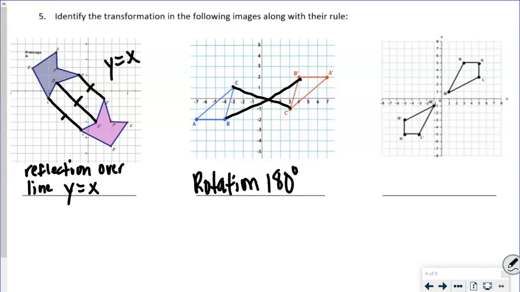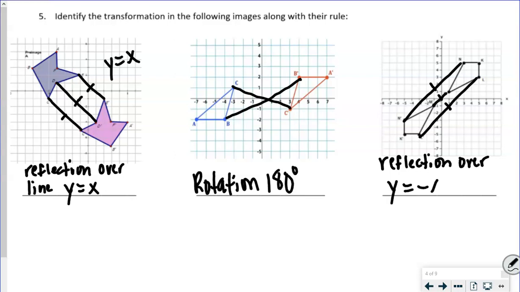All right, here's our last one. We're going to go from M to M prime, N to N prime, and L to L prime. Again, notice these lines are parallel, right? But they are not the same length. So here again, we're going to cut these lines in half. We're going to bisect them, right? So that's going to be a reflection, again, because the lines are parallel, but they are not the same length, over what line now? This is going to be y is equal to negative x. You notice that line has a negative slope. It's falling from left to right.